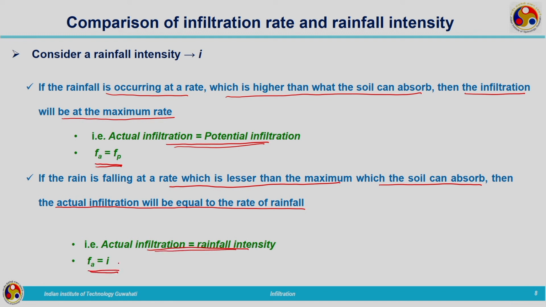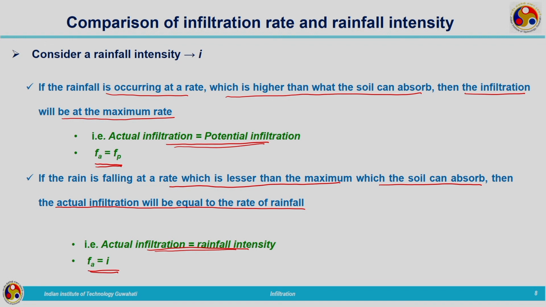So, this understanding is very important, whether we are experiencing the maximum infiltration or potential infiltration, or the actual infiltration, and we can relate it with the rainfall intensity. If the rainfall intensity is higher than the potential infiltration, then actual infiltration will be equal to potential infiltration. If the rainfall intensity is less than the holding capacity or absorbing capacity of the soil, or less than the potential infiltration, then the actual infiltration taking place will be equal to the intensity of rainfall.